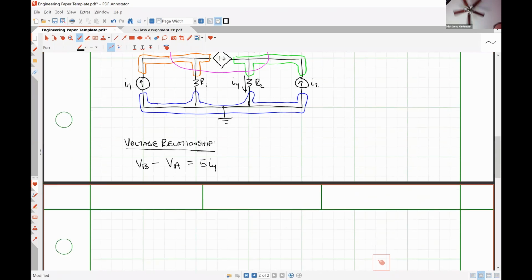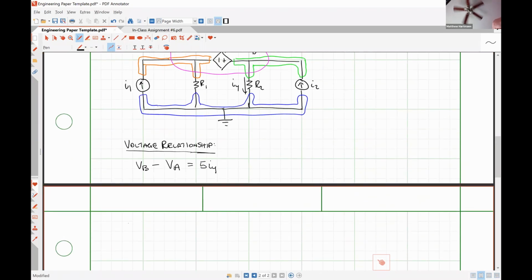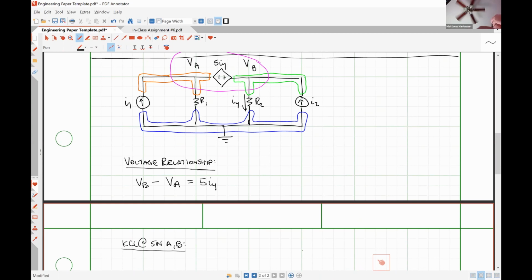We also have to write a Kirchhoff's current law relationship for our supernode. So KCL at supernode AB, where we are summing the currents that are leaving our supernode. Let me draw what those currents are going to be, using this light blue color. I'm taking into account this current flowing to the left through the current source, this current flowing down through resistor R1, this current flowing down through resistor R2, and this current flowing to the right through current source I2.